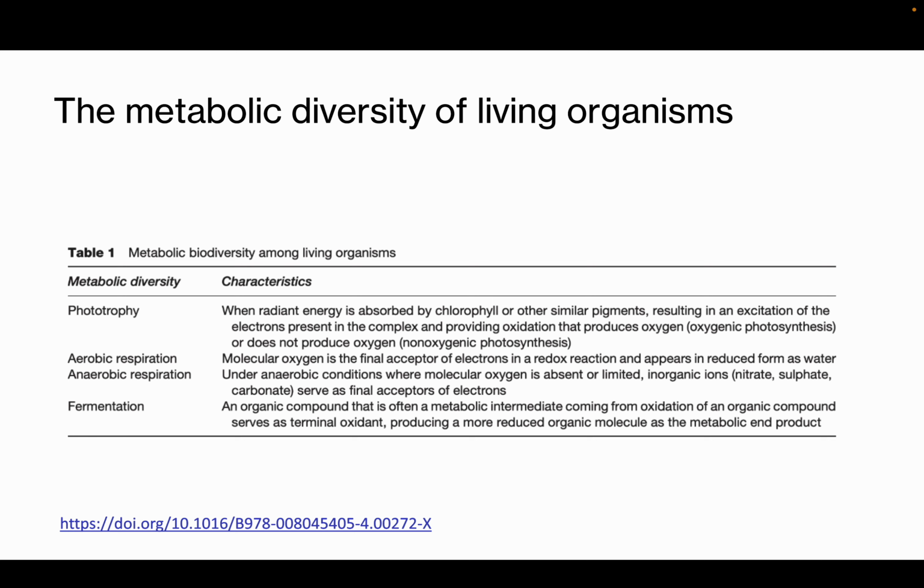Other inorganic ions such as nitrates, sulfates, and carbonates can serve as final electron acceptors for the case of anaerobic respiration. And there's the concept of fermentation, where an organic compound that is often a metabolic intermediate coming from the oxidation steps of another organic compound will serve as the terminal oxidant. And the resulting outputs are more reduced organic molecules.